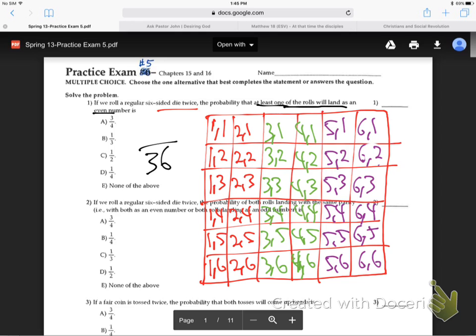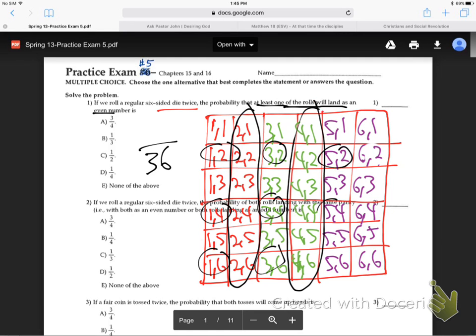If at least one is even, the only way that can't happen is if both are odd. So all of these, all of these, all of these. What is that? 18, 19, 20, 1, 2, 3, 4, 27, 27 out of 36. I've got to reduce that.